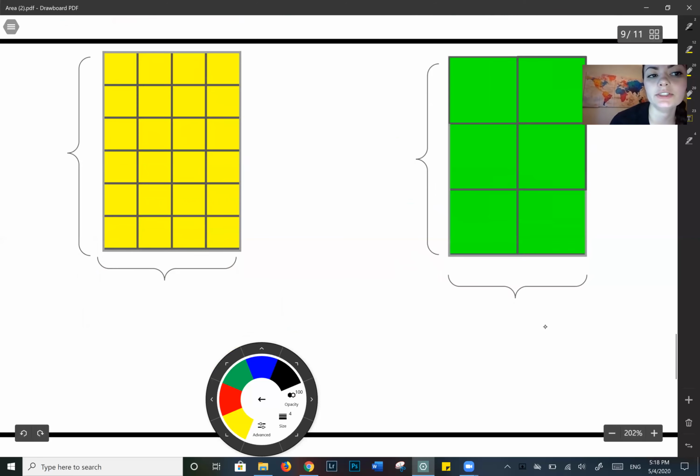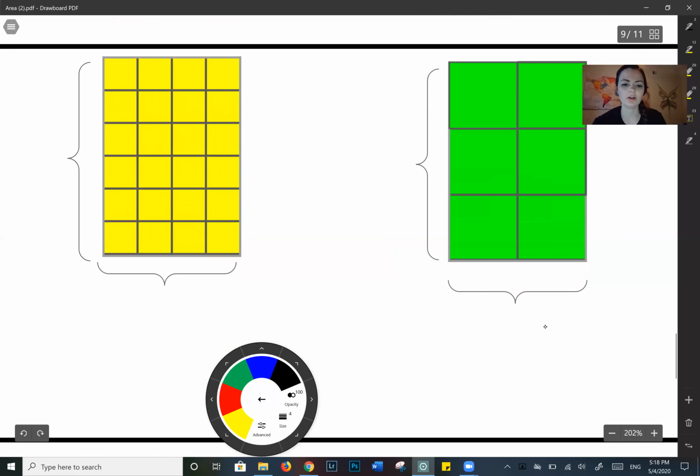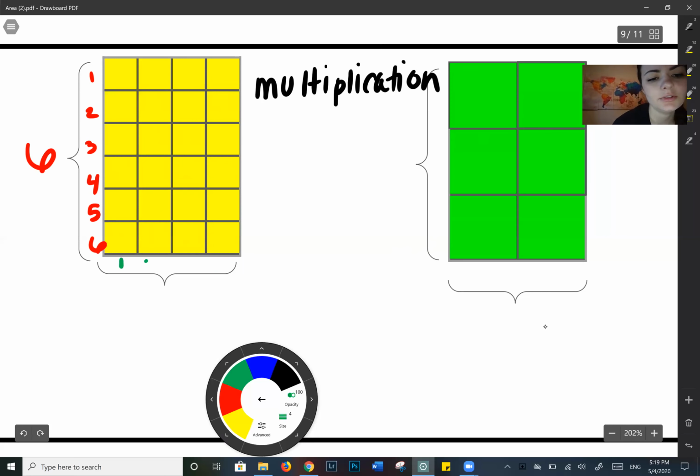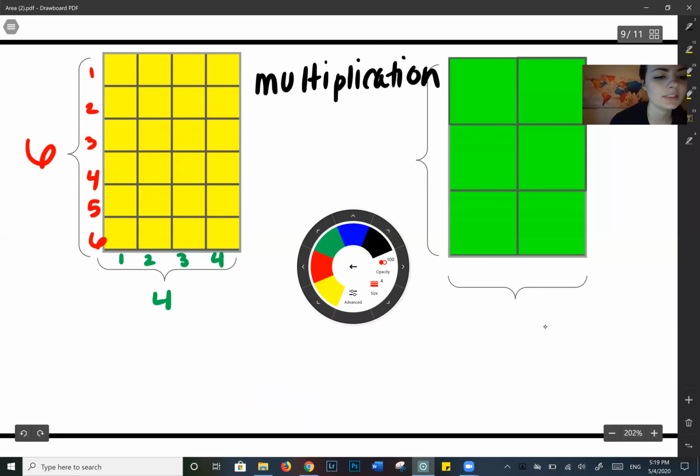Now we can do it maybe a little simpler with our multiplication. So let's count the rows. We have 1, 2, 3, 4, 5, 6 rows. And how many do I have in each? 1, 2, 3, 4. 4 in each. So if I were to do 6 times 4, I would get, we just did it, 24. So it is the same answer.